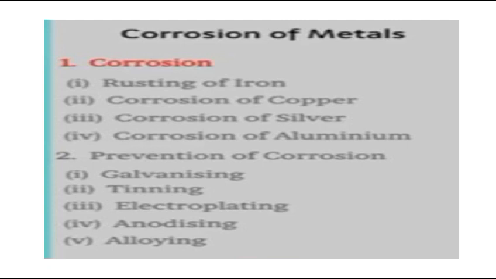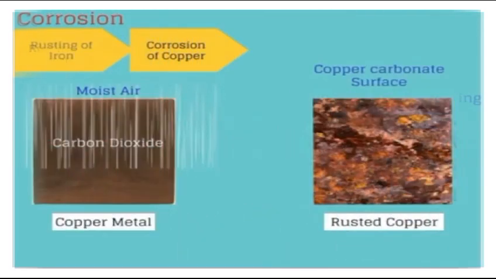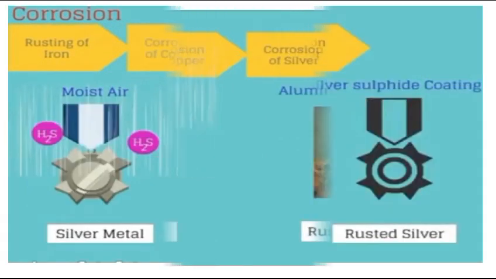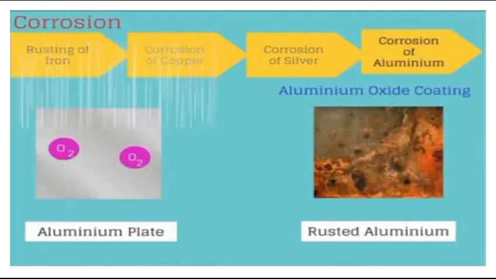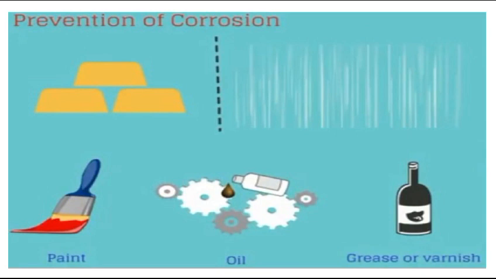Now, corrosion: the gradual destruction of metal due to the effect of its surrounding environment is called corrosion, due to which properties of the metal degrade. Some of the examples are rusting of iron, corrosion of copper, corrosion of silver, corrosion of aluminium. Now, how can we prevent corrosion?